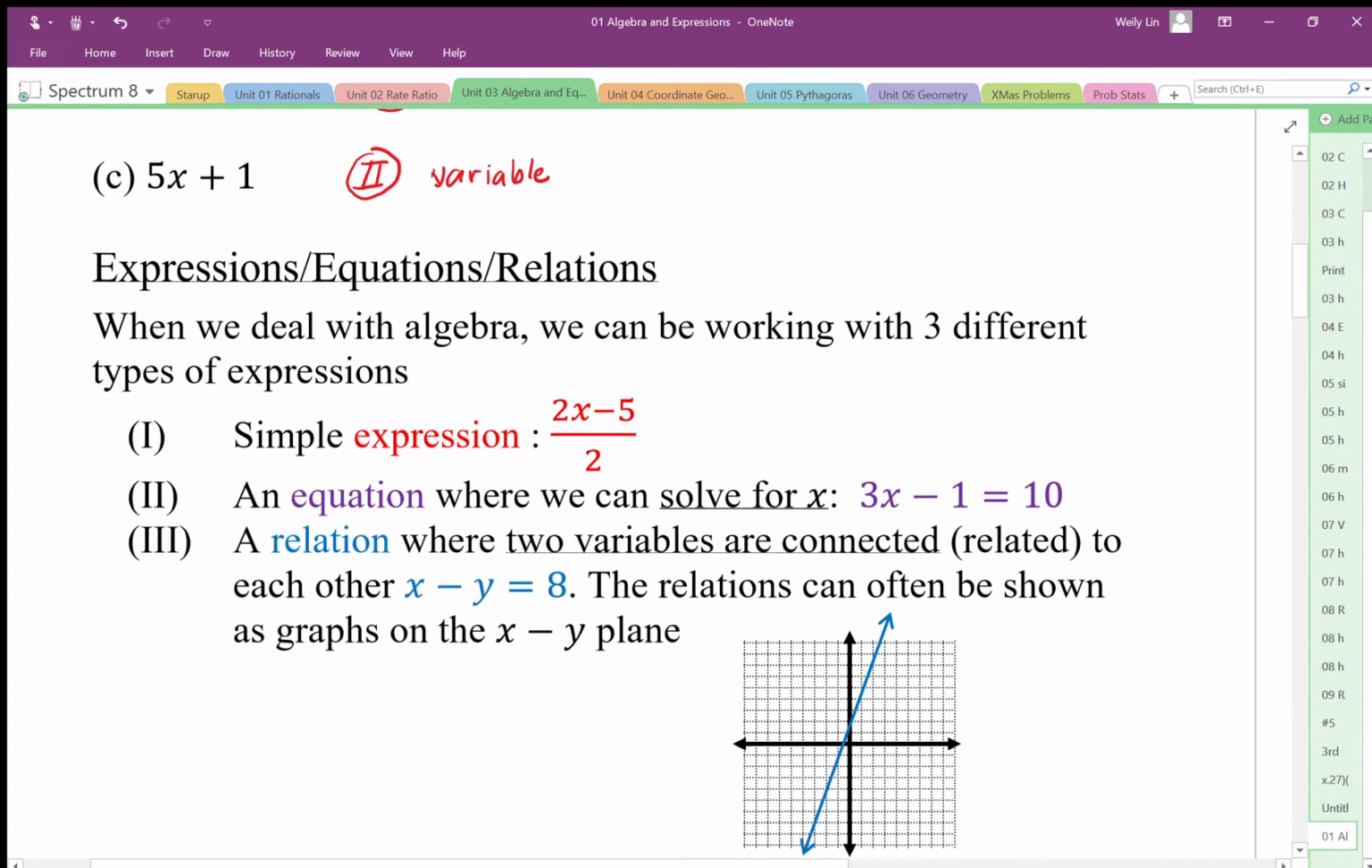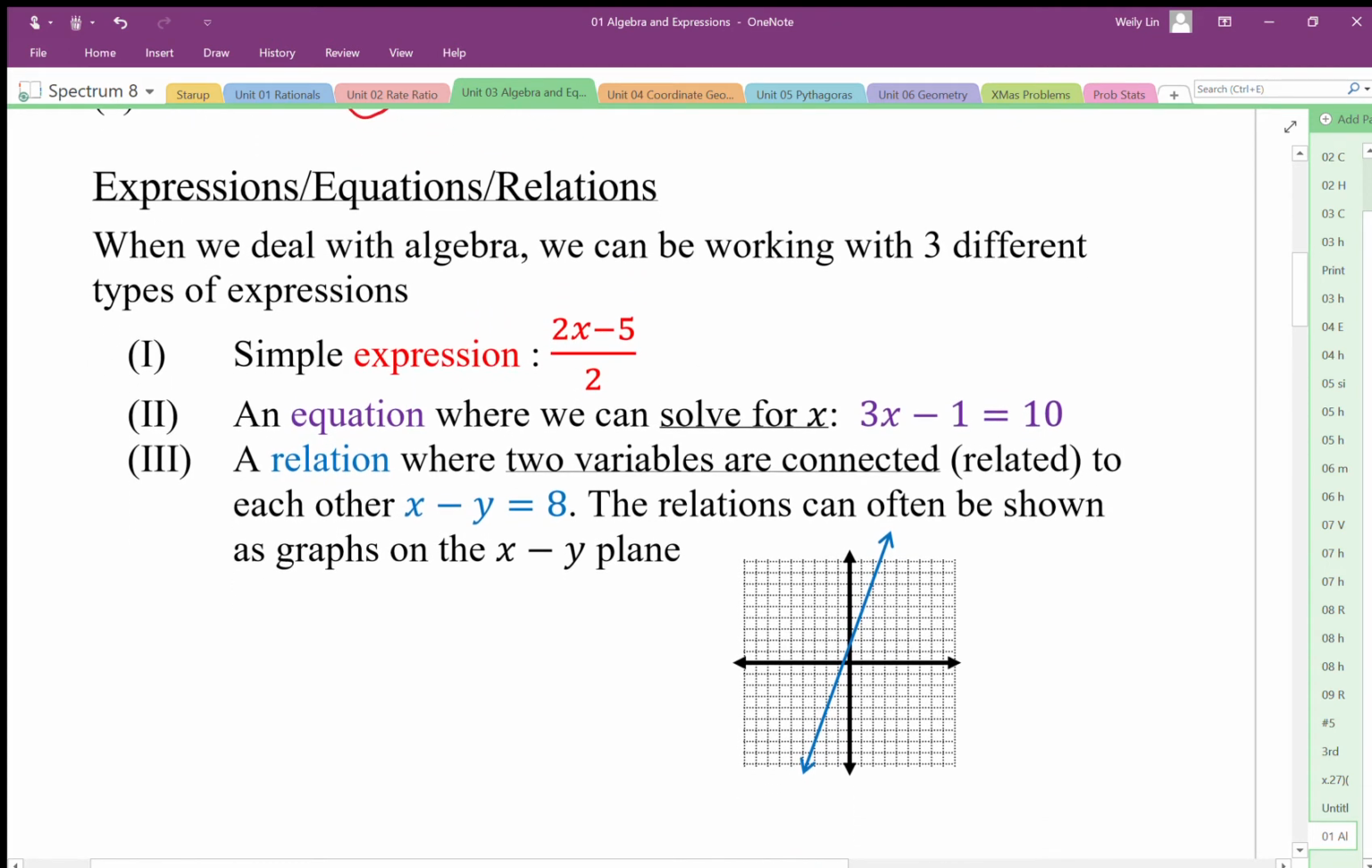So we also want to distinguish between expressions, equations, and relations. Those are three different things when we see algebraic terms. An expression is one like this. In this case, x is a variable. So in expressions, x's are variables. And expressions can be characterized by the fact that there's no equals here. So that's a way we can recognize when something is just an expression. It doesn't actually equal anything, it's just some kind of calculation, and we're not making it balance anything.